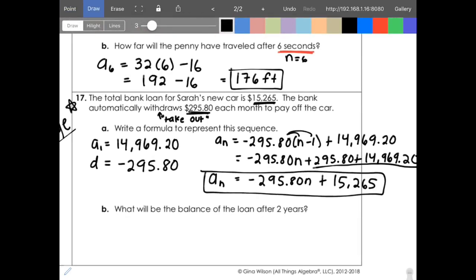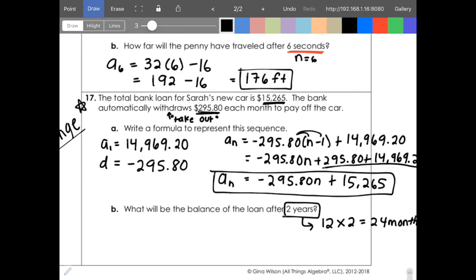So now it says, what will the balance of the loan be after 2 years? Now here's the trick. We can't plug 2 into there. Didn't we just say for 2 months we'd plug 2 into there? 1 month, didn't we plug 1 into there? How much after 2 years? How many months is 2 years? Well, to figure that out, how many months in a year? 12 months in a year, right? So for 2 years, that means 24 months. So now we're going to plug that 24 back into our n. It says after 24 months, what will the balance be? Which is the same thing as saying what will the balance be after 2 years, right?